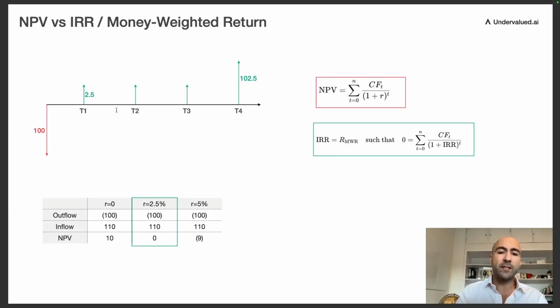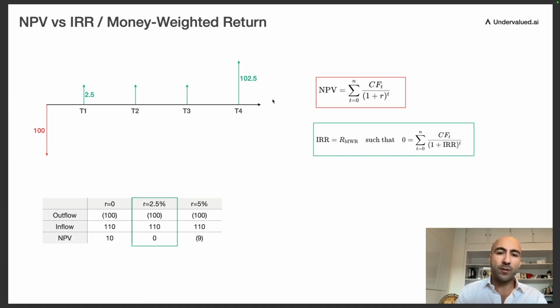So imagine you make an investment of 100 at time 0. That's the cash outflow here. Then you receive 2.5 every year for 4 years, and you also get your 100 back. So that's basically the cash flow pattern of a very simple coupon bond paying 2.5 per year with redemption at par.